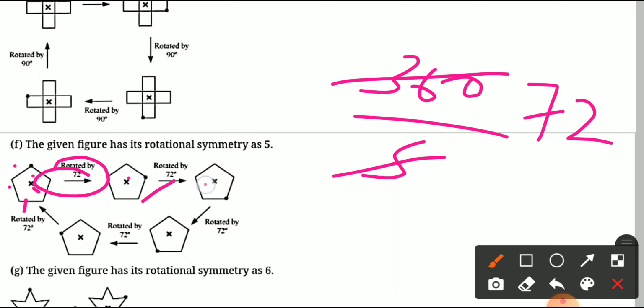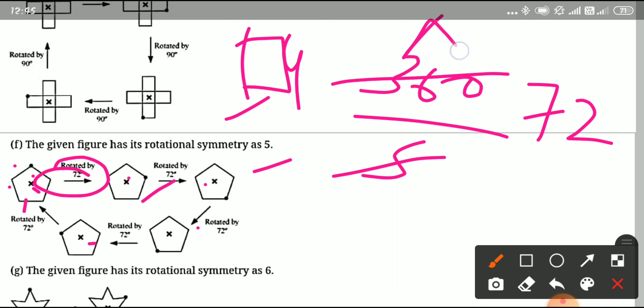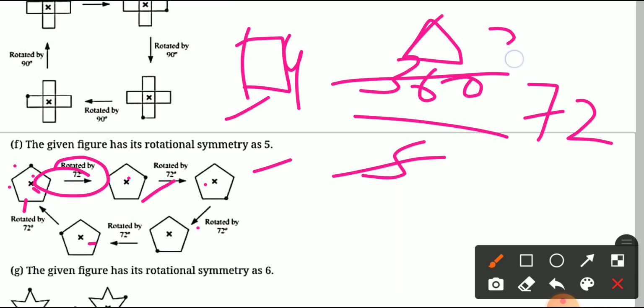And what is the order of rotation? 5. So you can easily understand, a square is also a regular figure, a square contains 4 sides, so the order of rotation will be 4. An equilateral triangle is also a regular figure, and an equilateral triangle contains 3 sides, so the order of rotation is also 3. Same as the regular pentagon. A regular hexagon is also the same. A regular hexagon contains 6 sides, so the order of rotation will be equal to 6. Okay. So in all the regular figures you can do this question directly.